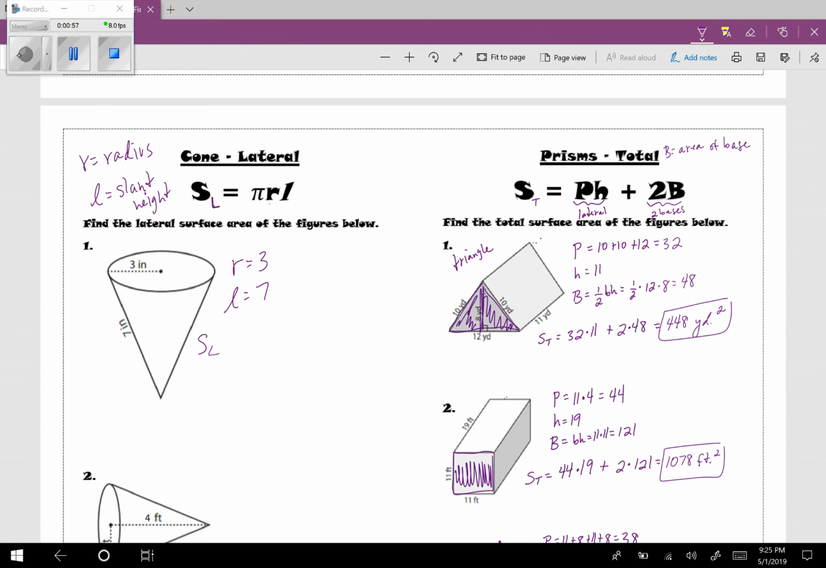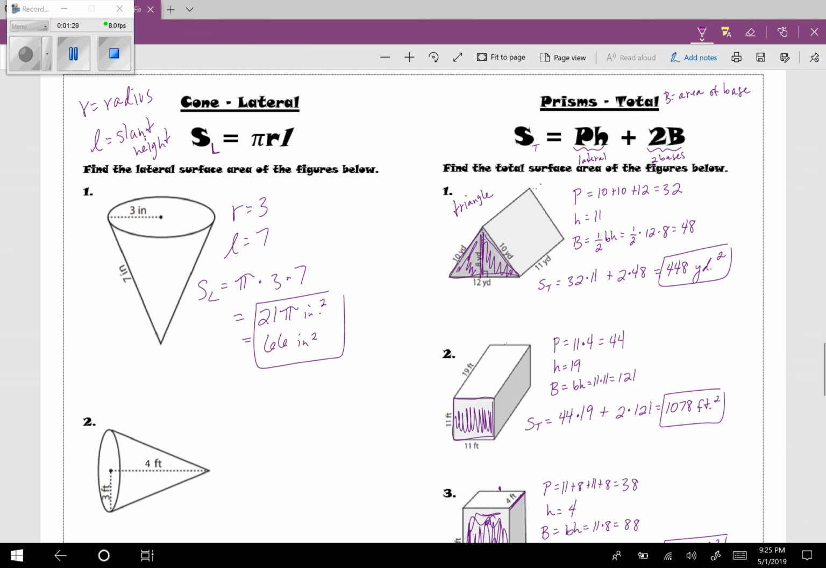So our lateral surface area is pi times the radius times that slant height. Again, we have to do this in terms of pi and also to the nearest tenth. So we have 3 times 7, so that's 21 pi. If you do 21 times pi in the calculator, you will get 66. And since it's inches, these are inches squared. That 66 comes from rounding to the nearest tenth.